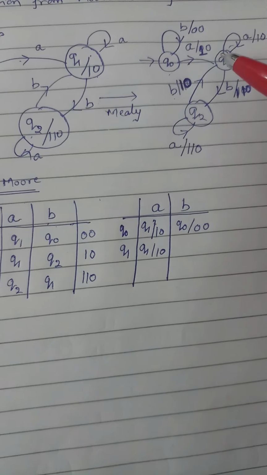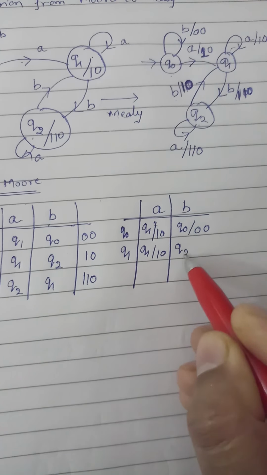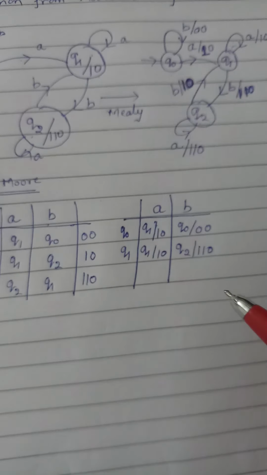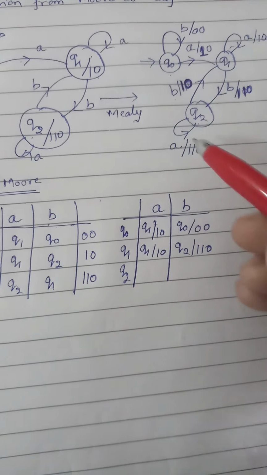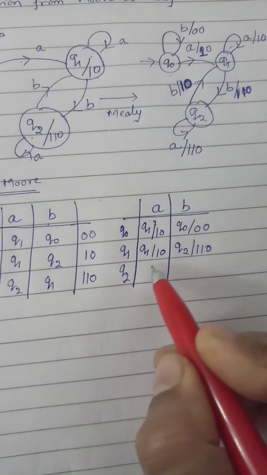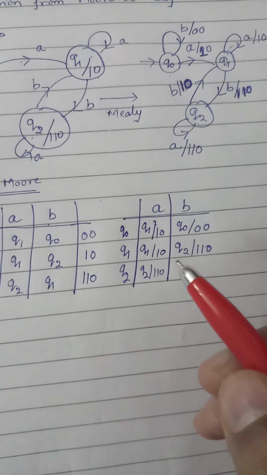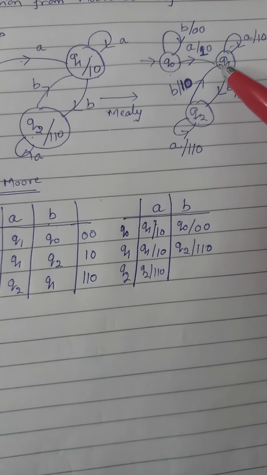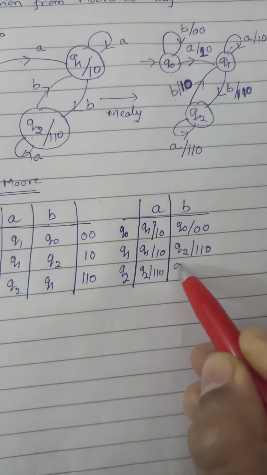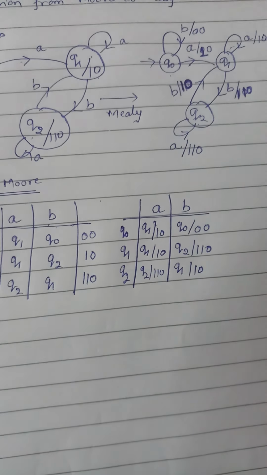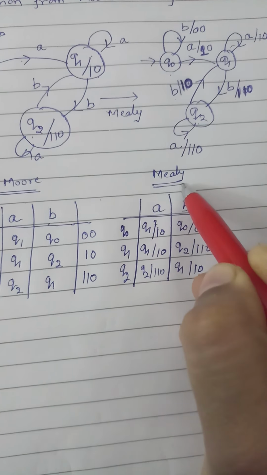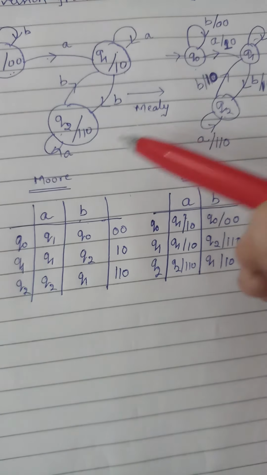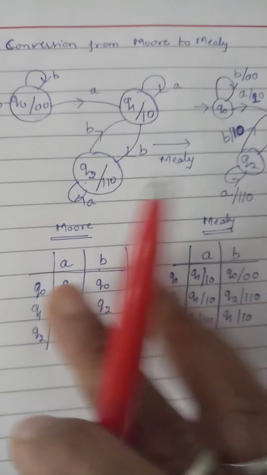And from Q1 on B, we move to Q2 with 110 output. And from Q2 on A, we move to Q2 only, with 110 output. And from Q2 on B, we move to Q1 with 10 output. So this is the transition table for the Mealy machine, and this is the transition table for the Moore machine. So in that way we can convert Moore to Mealy machine.